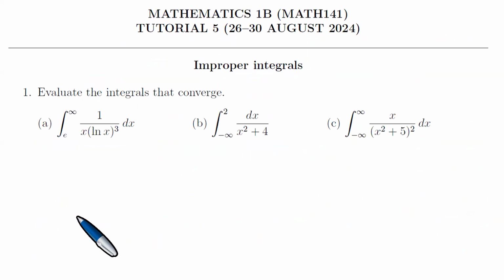Okay, the next one is tat 5, tutorial 5. Now tat 5 is also very important about the improper integrals, and we recap on the improper integrals. Now, these are the improper integrals of the first kind, because there are two cases when this is the case. It can be the ln of 1, which is 0. But for example, with this one in A, you have the integral e to infinity.